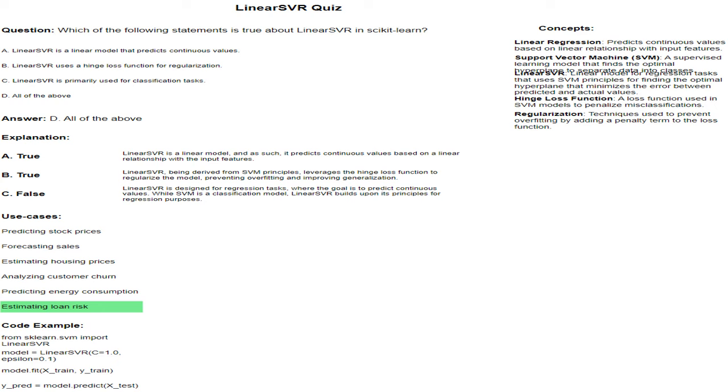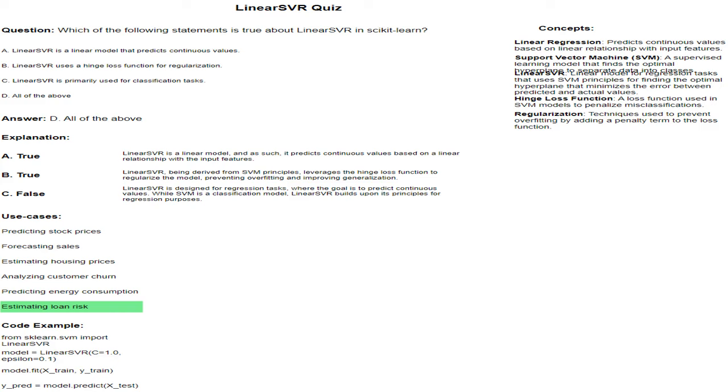You would then input new features of a house, for example size 2200 square feet, location 1, bedrooms 3, and the linear SVR model would predict the house price based on the learned linear relationship between the features and price.